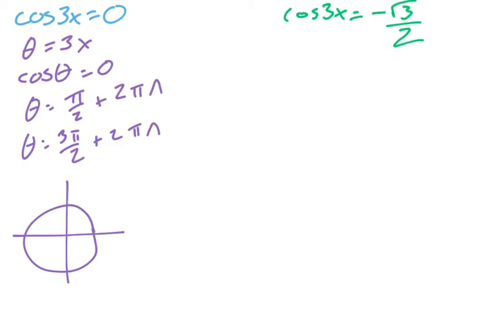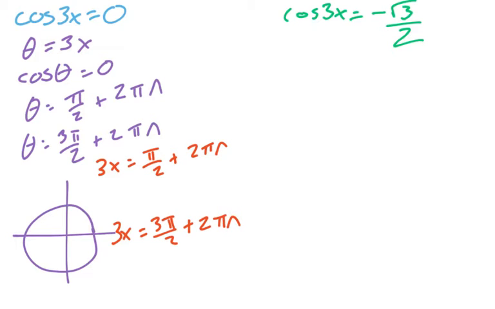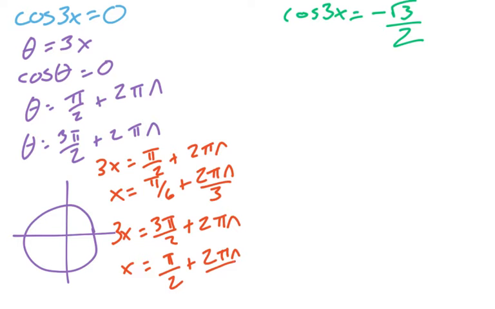And then the way that you get the real answer is you just unsubstitute, right? Instead of theta, that would mean that 3x equals pi over 2 plus 2 pi n, or 3x equals 3 pi over 2 plus 2 pi n. And then you just divide by 3. So x would equal pi over 6 plus 2 pi n over 3. And then x down here would equal 3 pi over 6, or the same as pi over 2, plus 2 pi over 3.